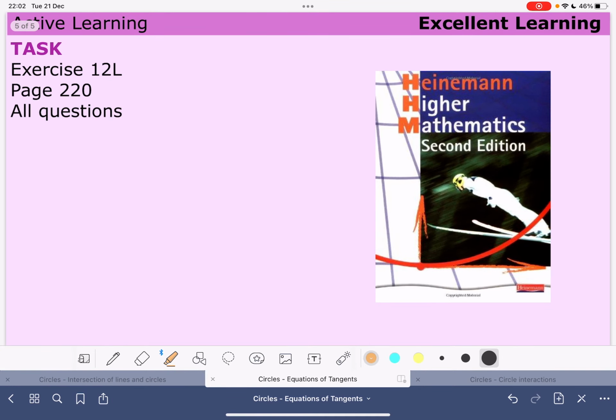Okay, some questions for you to try. These pages are for the first edition book, which you guys are using. If some of you have got the newer edition, then the page numbers are a little bit short, and I think it'll be about 223, 224, but the exercise names are the same. Have a go at the questions there, check your answers at the back, and get in touch if you've got any problems.